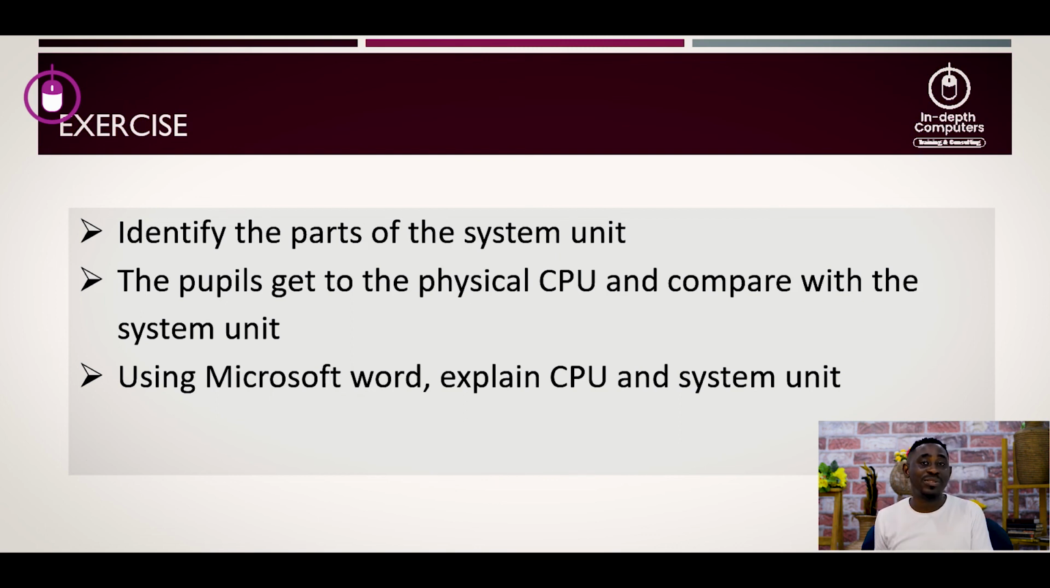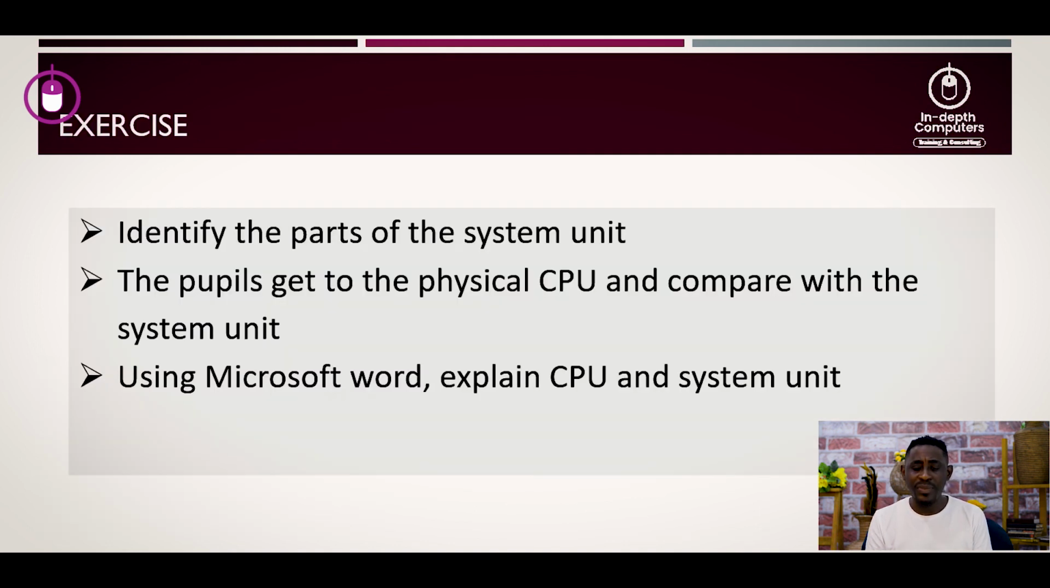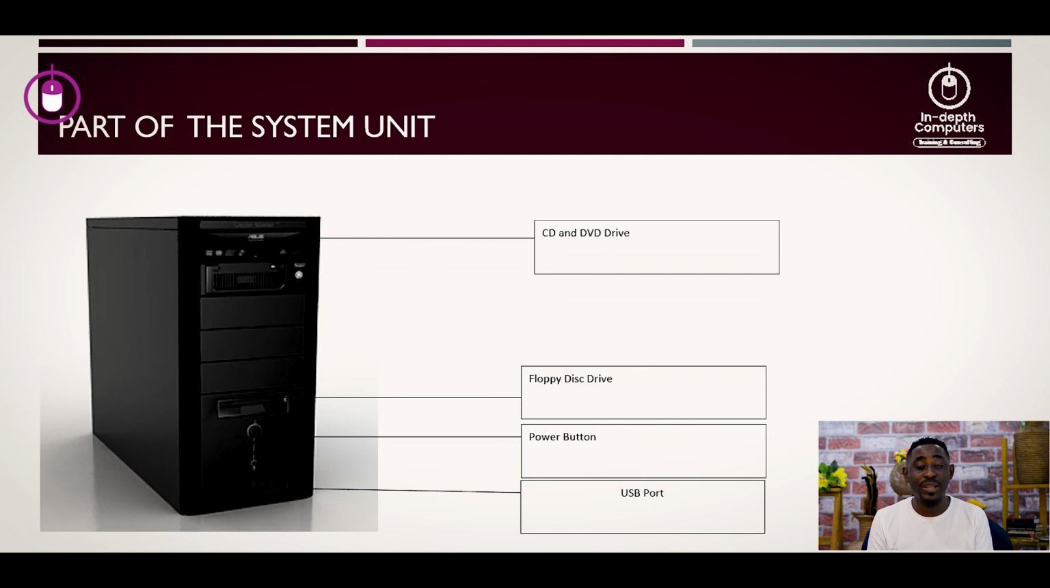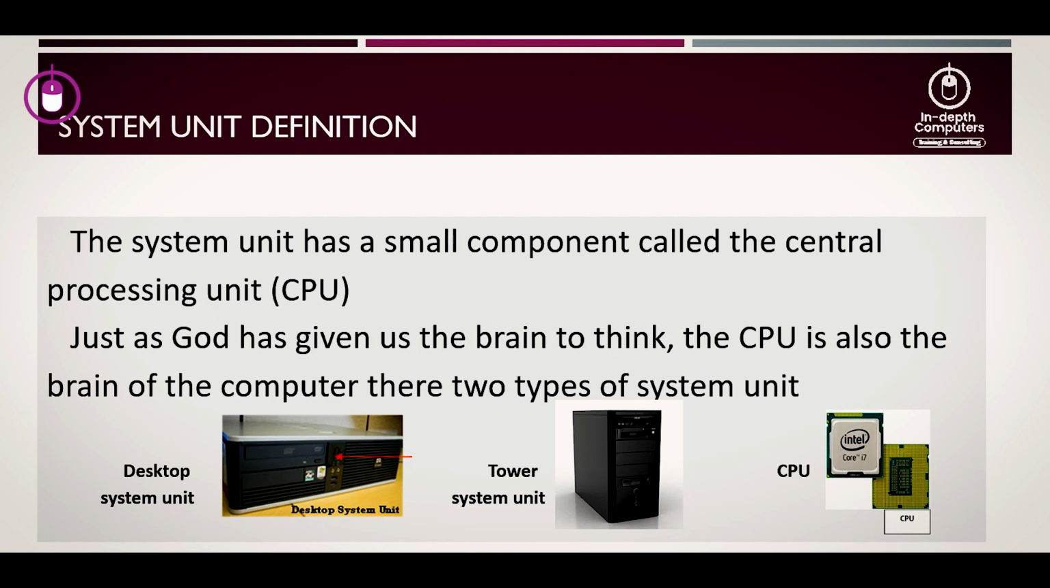Now this brings us to the end of the lesson, but I want us to quickly do the activity that you find in your textbook. The activity says that you should identify the parts of the computer system, and I've helped you to identify them. This is the system unit, this is a CD or DVD-ROM, this is the floppy disk drive, this is the power button, and these are the USB ports. Now I'm sure you can recognize the system unit anytime you see it, and you know the difference between the two system units. This is the desktop system unit, this is the tower system unit, and this is the CPU, which is the brain of the computer.